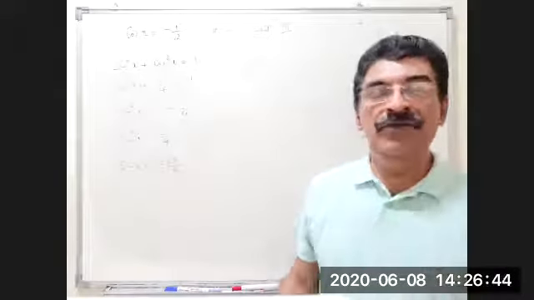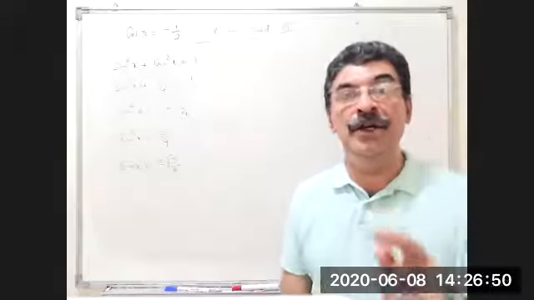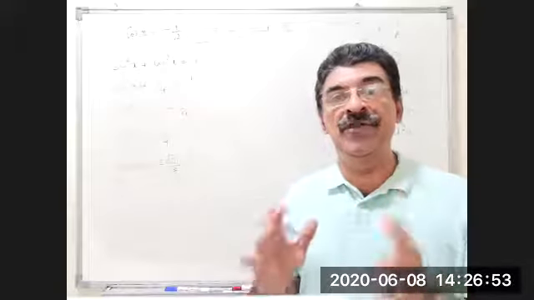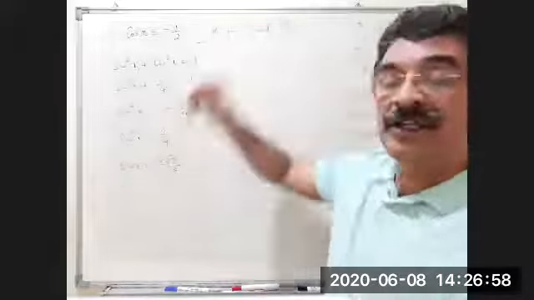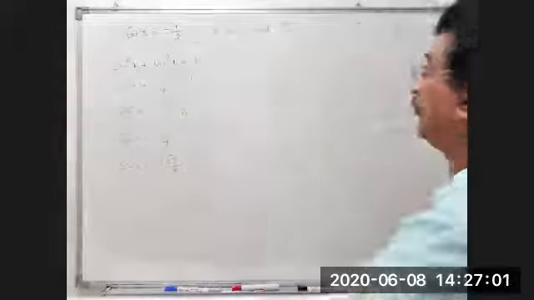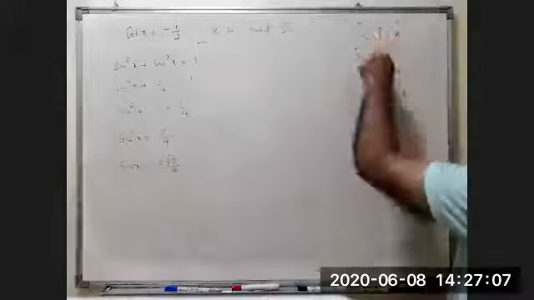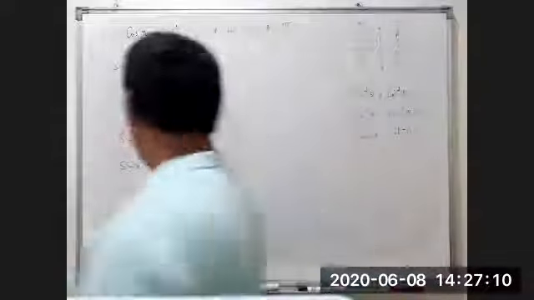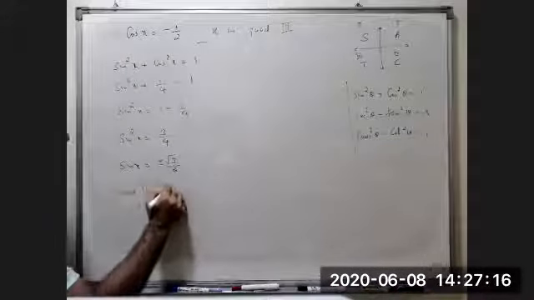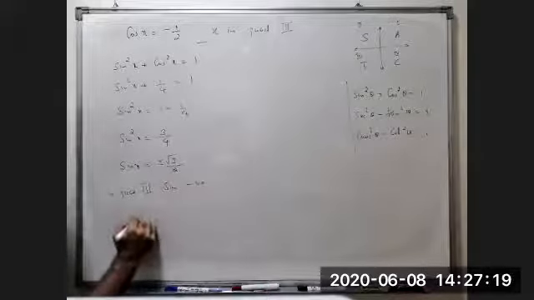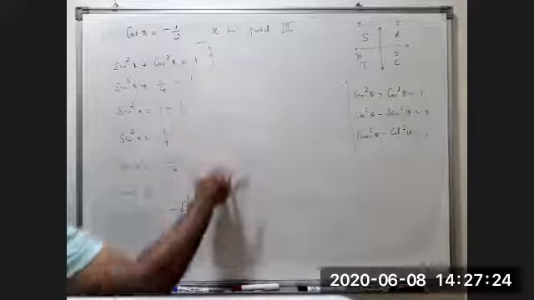Now, we will select one of them, either plus or minus, depending on the quadrant in which the angle of the function lies. Here, it's already given x is in quadrant 3. So, if x is in quadrant 3, the function is sine, and in quadrant 3, sine is negative. Therefore, sine x is minus root 3 by 2. We got sine x.